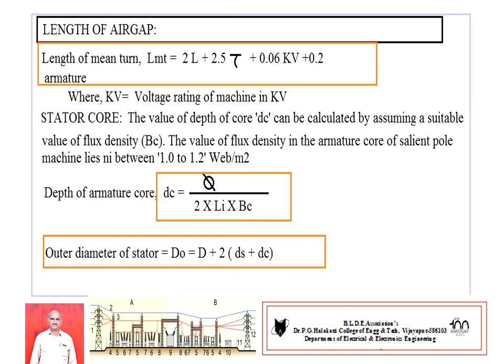So finally we have to design the outer diameter of stator or outer diameter of rotor armature, D naught. Stator is usually called, another name is also armature, don't confuse. So outer diameter of stator or outer diameter of armature D naught equal to stator bore diameter D plus 2 times of ds plus dc, where ds is depth of slot and dc is depth of core. It is similar to induction motor.